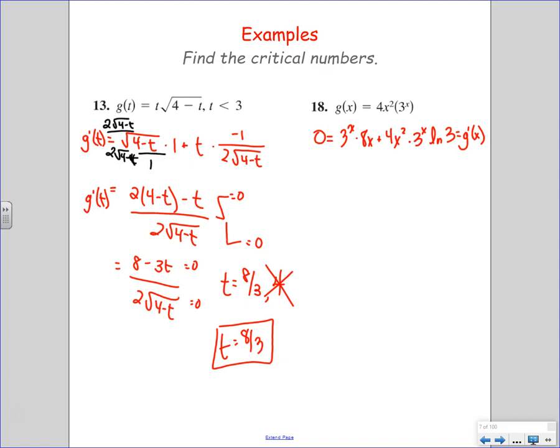How do I find, oh, sorry. Sorry, really quick, why is it not 4 again? Oh, they said t less than 3, so the graph is being cut, so I just ignored it.